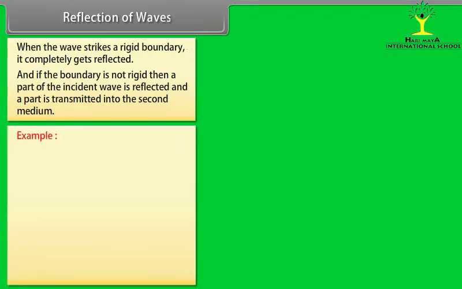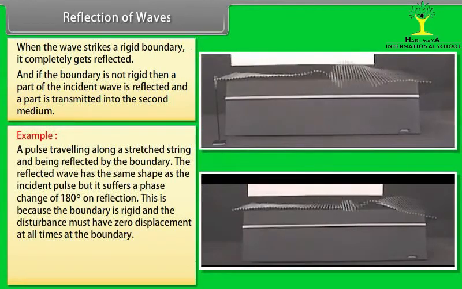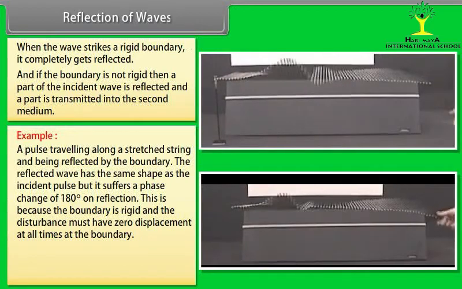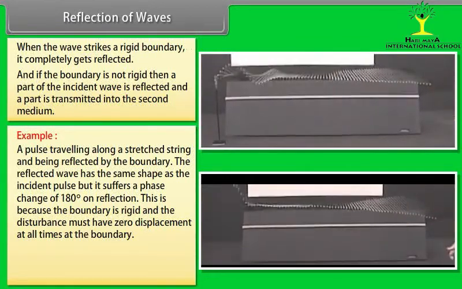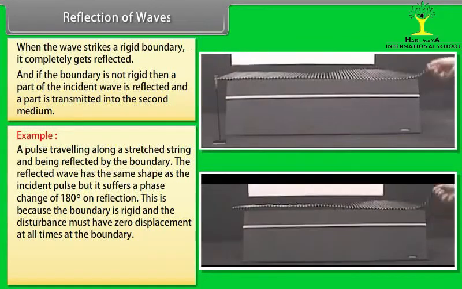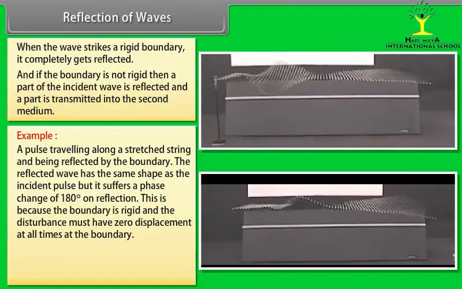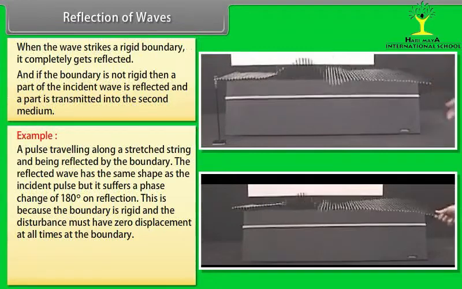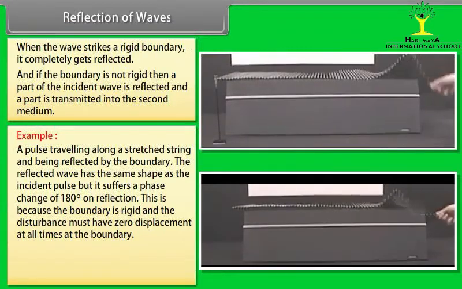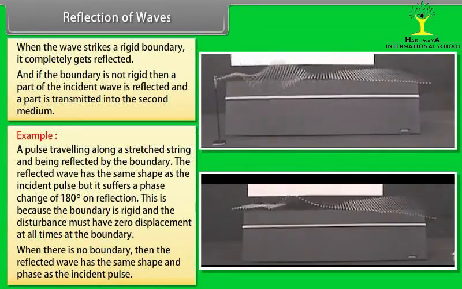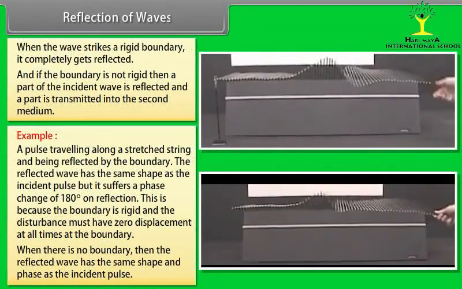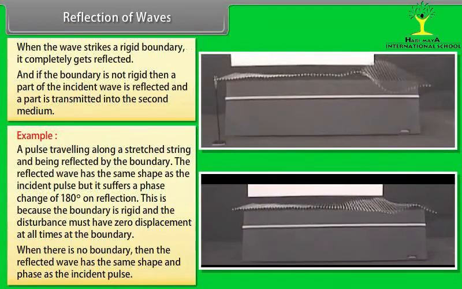Let us take an example. A pulse traveling along a stretched string and being reflected by the boundary. The reflected wave has the same shape as the incident pulse, but it suffers a phase change of 180 degrees on reflection. This is because the boundary is rigid and the disturbance must have zero displacement at all times at the boundary. When there is no boundary, then the reflected wave has the same shape and phase as the incident pulse.